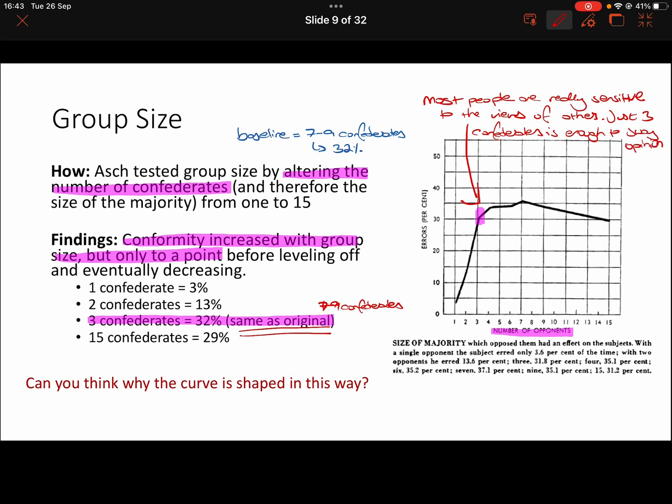We don't need huge groups. We don't need really, really large majorities. Actually, just 3 Confederates is enough to have a significant effect on conformity.